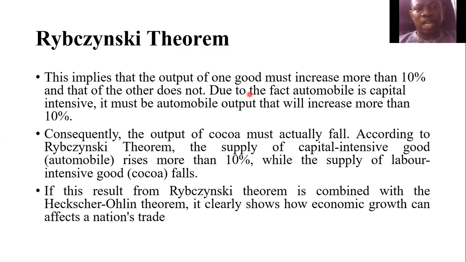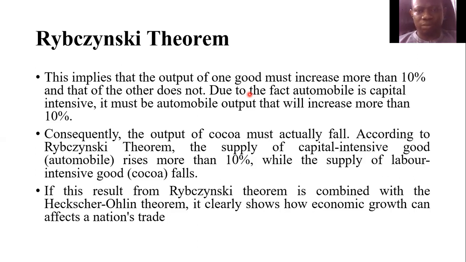Now, this implies that the output of one good must increase by more than 10%, and that of the other does not. Due to the fact that automobile is capital intensive, it must be automobile output that will definitely increase by more than 10%. That means the likely thing we are going to witness is an increase in the production of automobiles, which use more of the increased factor of production. Consequently, the output of cocoa must actually fall. That's definitely going to happen according to the theory. According to the Rybczynski theorem, the supply of the capital-intensive good, automobiles, rises by more than 10%, while that of cocoa will come down.